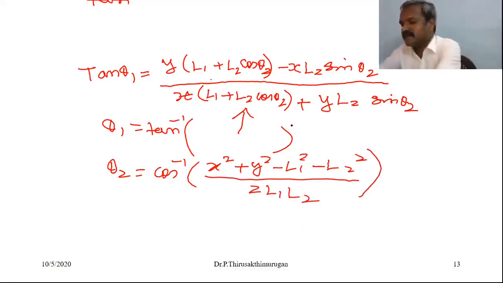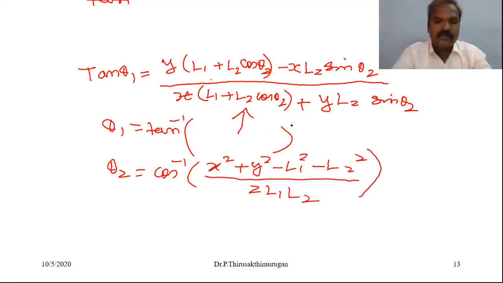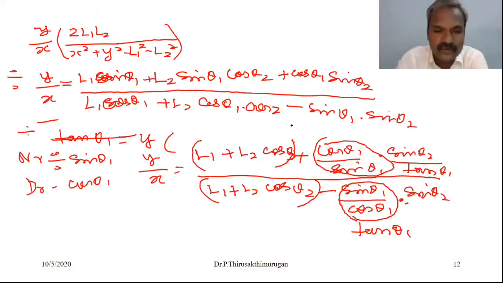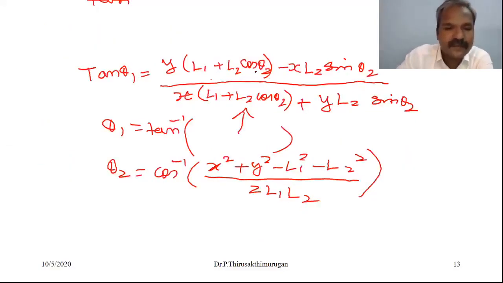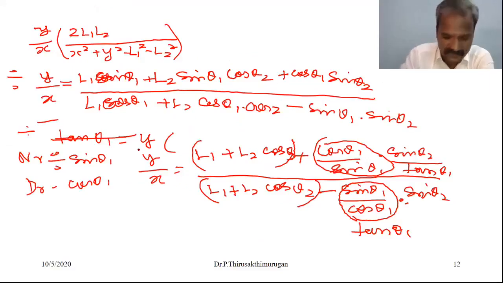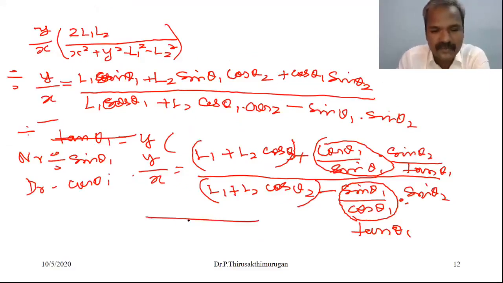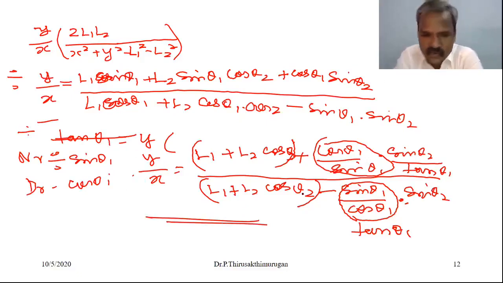Any doubt, please? Please derive this solution from this relation. It is very simple simplification and manipulation only. Please do it. Okay.